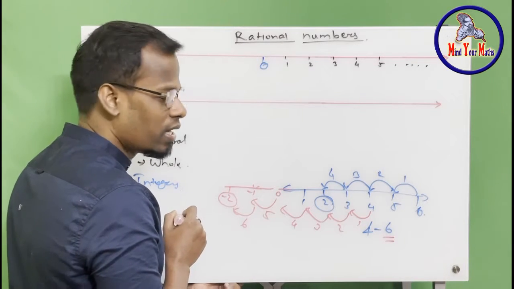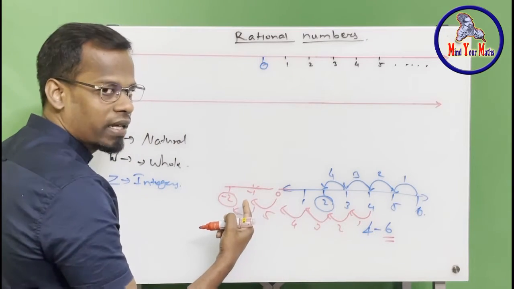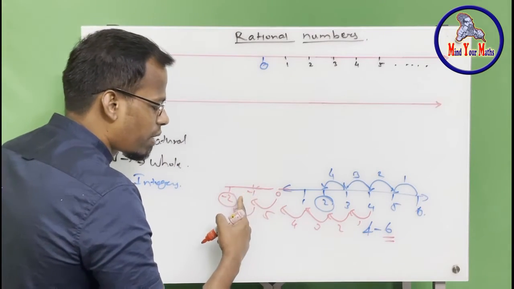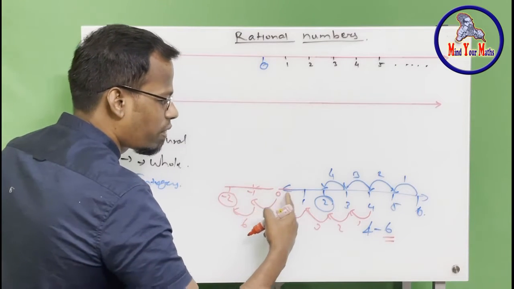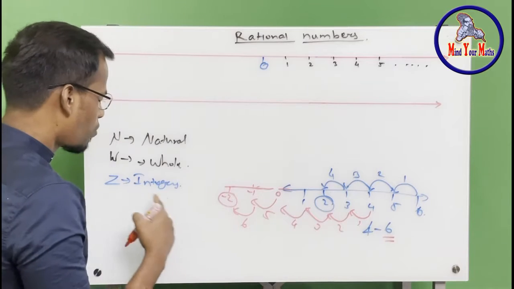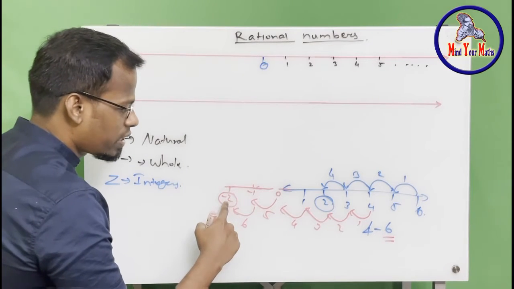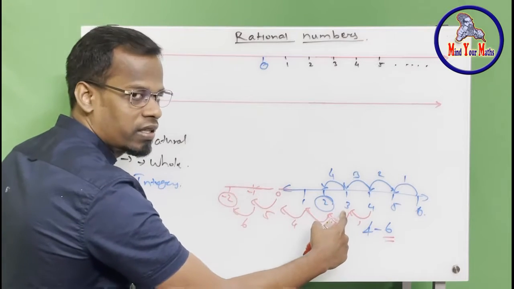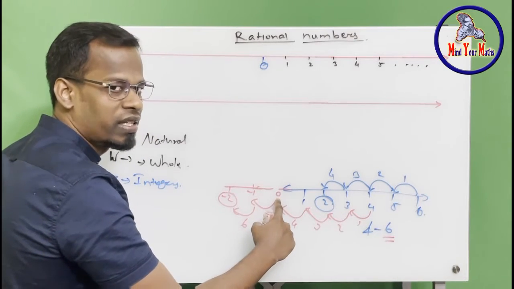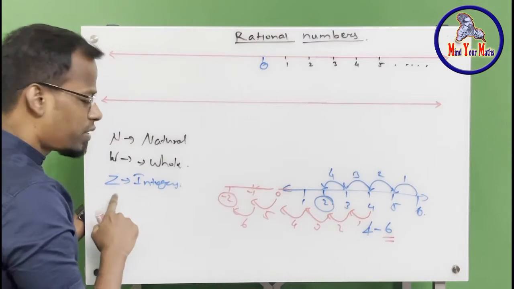Got it, right? Now, to include these numbers as well, see, the negative numbers and 0, then positive numbers, all of them included together is what we call integers. This one is the negative integers, this one is the positive integers, and this one is 0, which is neutral, right? So all of them together fall under integers.